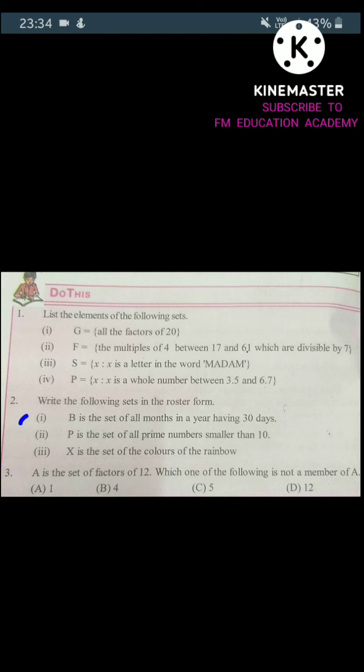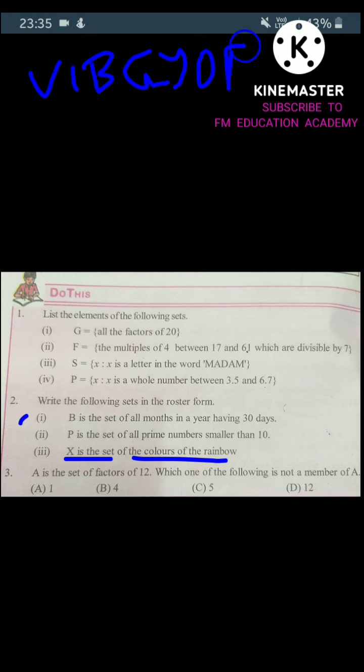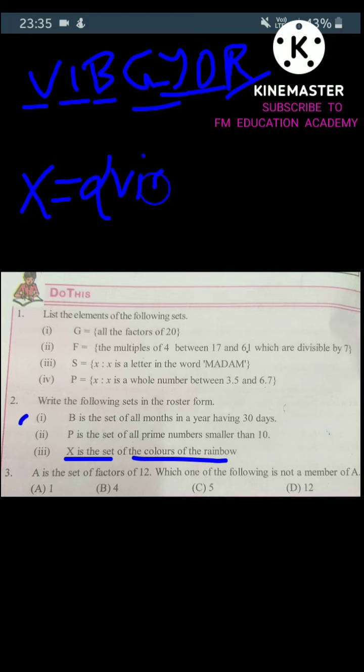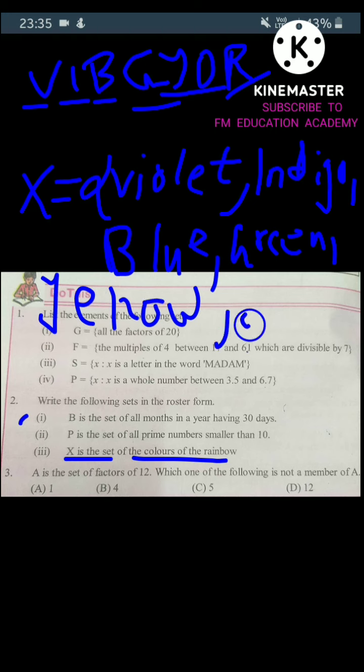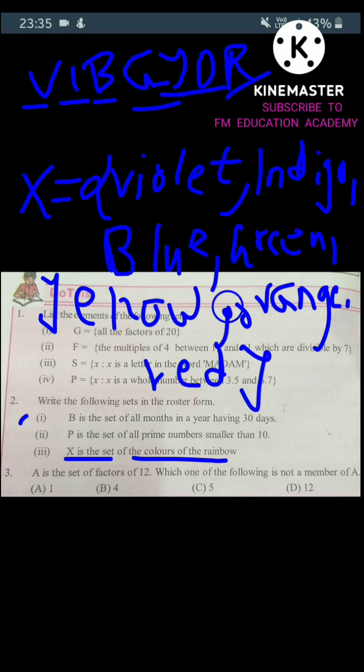Now third bit is X is the set of the colors of the rainbow. What are the colors of the rainbow? In short form you can remember them like this: VIBGYOR. V is for violet, I is for indigo, B is for blue, G is for green, Y is for yellow, O is for orange, and R is for red. So X is a set, so X is equal to {violet, indigo, blue, green, yellow, orange, red}. Okay, all this I'll write in a set in curly brackets with commas.